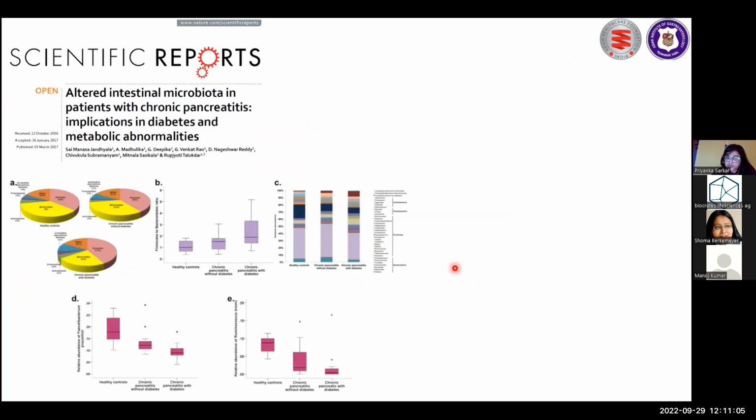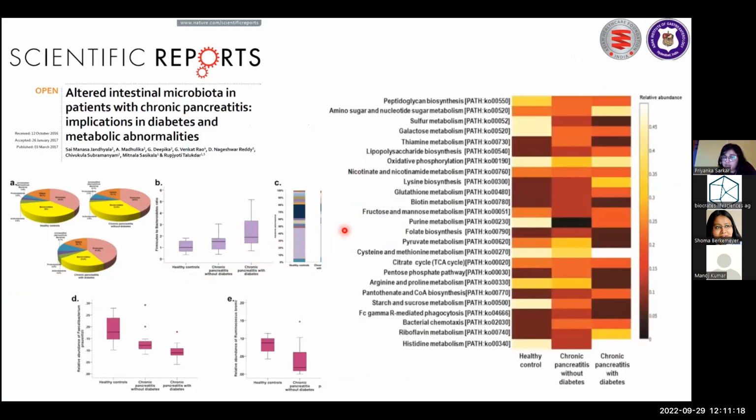This is the paper which we want to highlight, showing the reduction of bacterial diversity and also reduction of Firmicutes in the disease cohort. Now, the story behind it: we knew that the bacteria are different, or that bacterial diversity has been lost. Now, what are the functions they are doing?